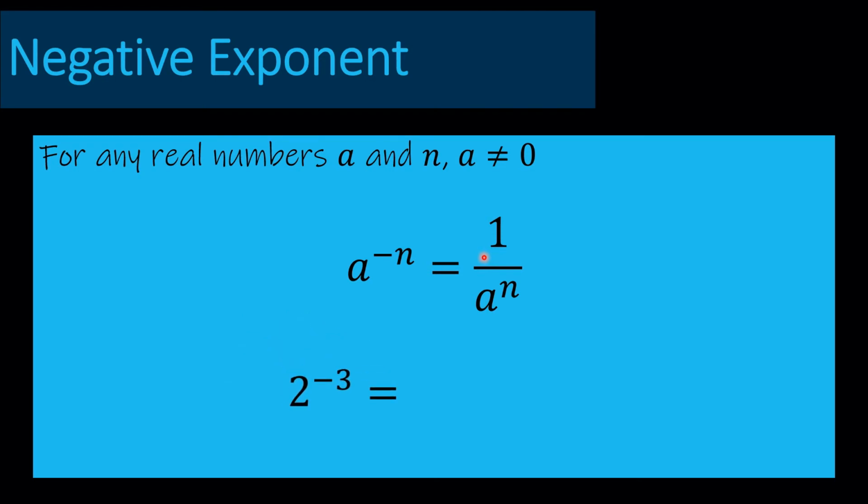Example, 2 to the power of negative 3. Again, the exponent is negative. So to make it positive, we just do 1 over. And then instead of the negative exponent, that will become positive 2 to the power of 3. And then simplify further, because we can simplify this. That will be equal to 1/8 because 2 cubed is equal to 8. And that's it.